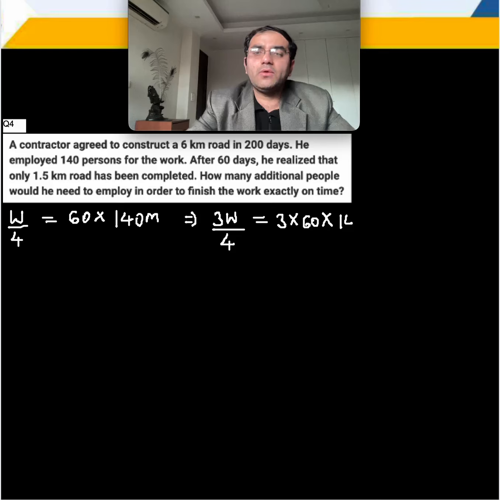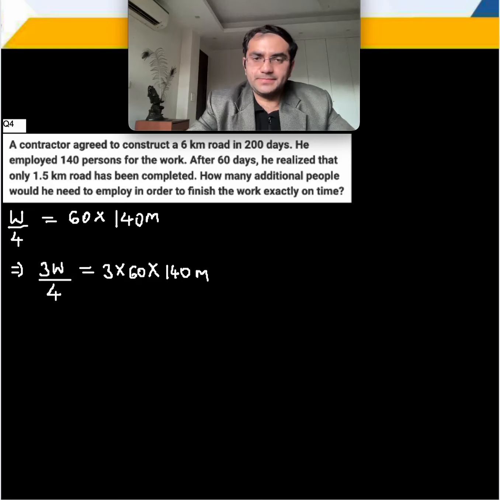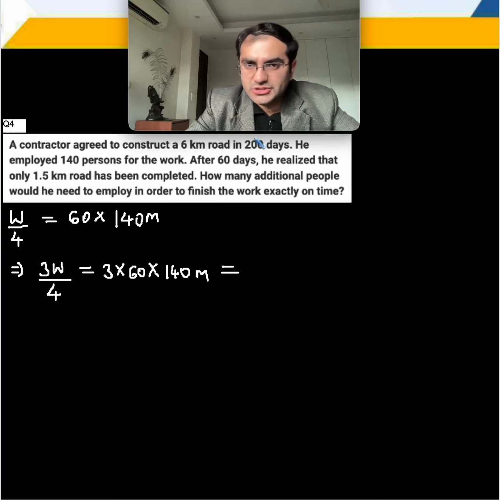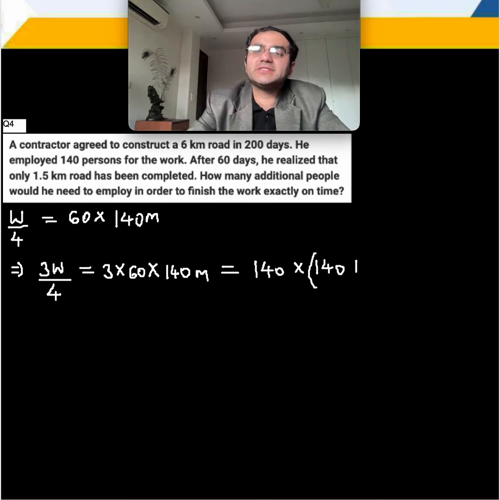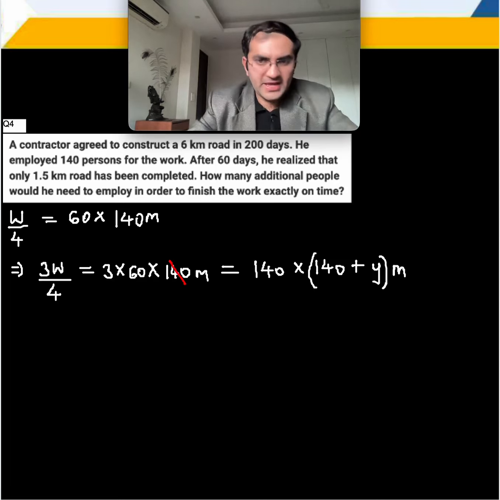ठीक है? Now how to do this? इसको कैसे करना है? By employing extra men. So let us complete the work. The work has to be done in how much time? He wants to finish on time. Out of 200 days, 60 days are gone, 140 days are left. ठीक है? And number of men were originally 140. Now let us say 140 plus y. Extra y men have been employed. Efficiency same, m. Cancel out 140 and m. And over here you have 180 is 140 plus y. Y is 40. 40 is the right answer for this question.